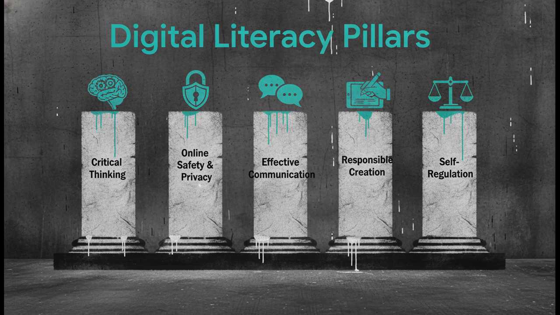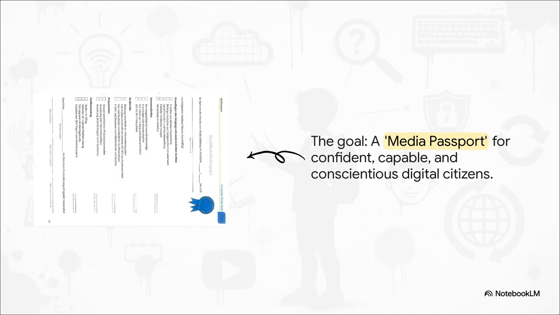So, when you put it all together, what have these students actually learned? Well, they've built a foundation on 5 core pillars: critical thinking, online safety and privacy, effective communication, responsible creation, and self-regulation. The entire journey culminates in this, a media passport. It's a certificate, sure, but it really represents something much bigger. It symbolizes that a student is equipped with the knowledge and skills they need to not just survive in the digital world, but to thrive as a confident, capable, and conscientious digital citizen.